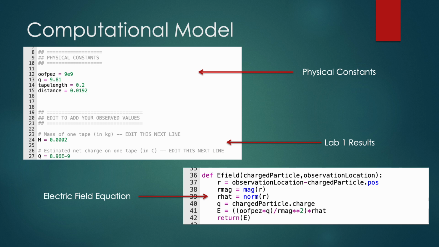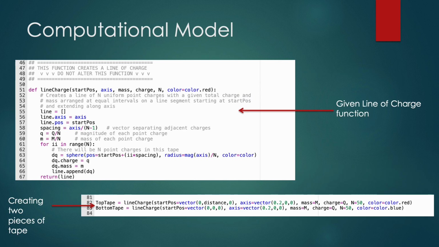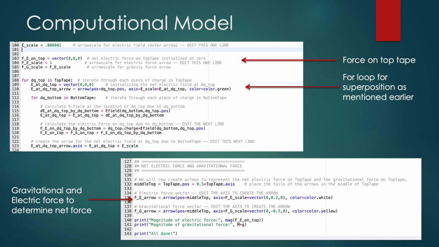So to get into the computational model for this lab, I started off with my physical constants and then added in my lab 1 results that I just discussed. And then I also added the electric field equation that we used in lab 0. I then included the given line of charge function, which divides the tape into n amount of pieces and creates the spacing and Q for each segment of the tape. And then I added the vectors for the top tape and bottom tape, and I used the distance measured from last lab as the y component for the top tape.